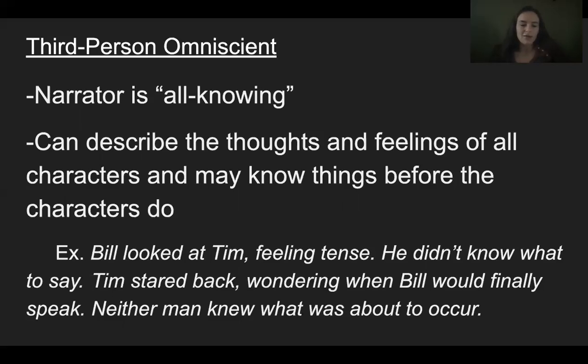So for an example here, we have, "Bill looked at Tim feeling tense. He didn't know what to say. Tim stared back, wondering when Bill would finally speak. Neither man knew what was about to occur." So we can see how this example uses third person omniscient point of view, because we are able to see what Bill is feeling and thinking, and also what Tim is feeling and thinking, and also hear about an event that is going to occur that the characters themselves don't know about. So this third person narrator, who is omniscient, can see all of these different things and is not coming from a single perspective of a single character, a single point of view.